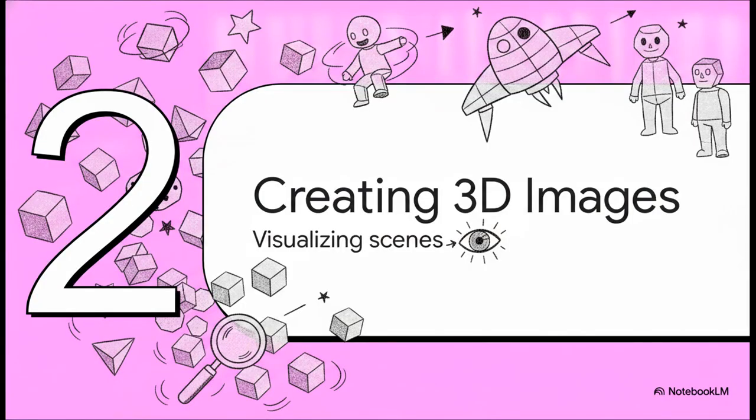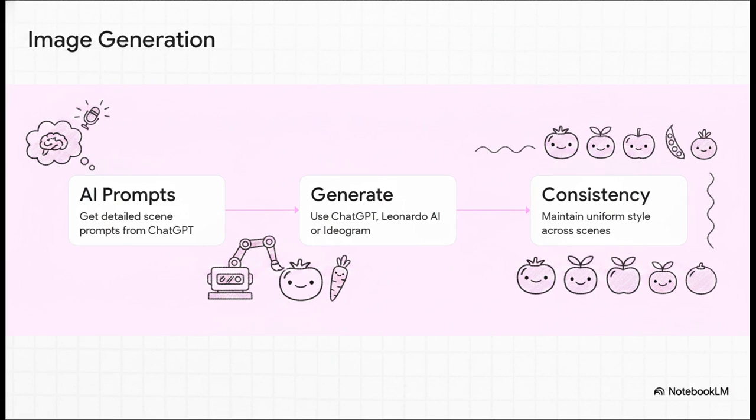Moving right along to section 2, creating 3D images. Okay, this is where your written scenes turn into actual visual gold. First, you take those detailed scene descriptions and just ask ChatGPT to write AI image prompts for you. Then, you take those specific prompts and plug them into an image generator. You can use ChatGPT's built-in generator, Leonardo AI, or Ideogram.